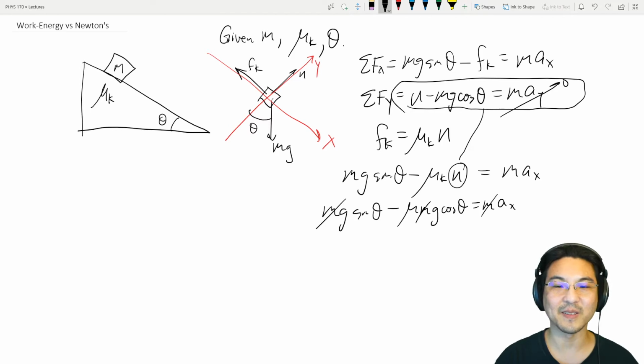Mass is non-zero, so I can cross it out. So the acceleration is this. Okay, so I got the acceleration.